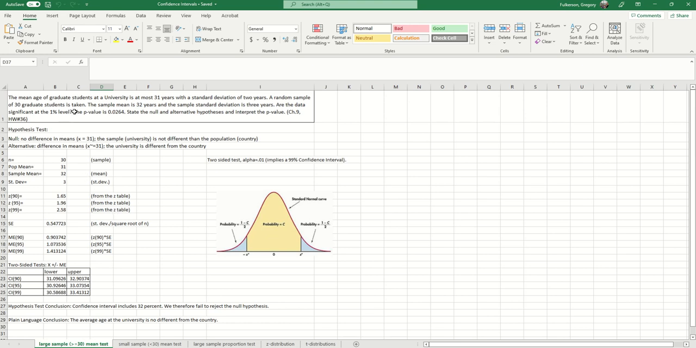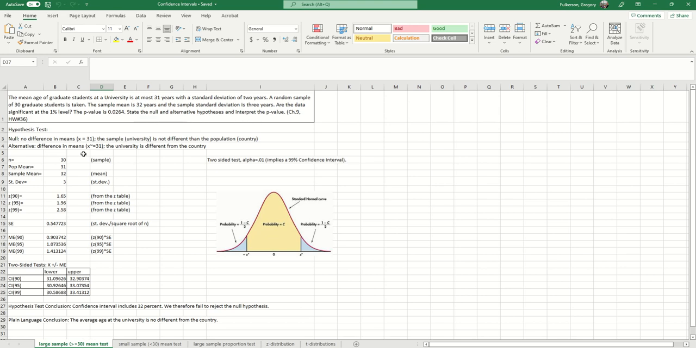So let's look at the first problem here. It says the mean age of graduate students at a university is at most 31 years with a standard deviation of 2 years. Okay, a random sample of 30 graduate students is taken. The sample mean is 32 years and the standard deviation for the sample is 3 years. Are the data significant at the 1% level? So that means 99% confidence.